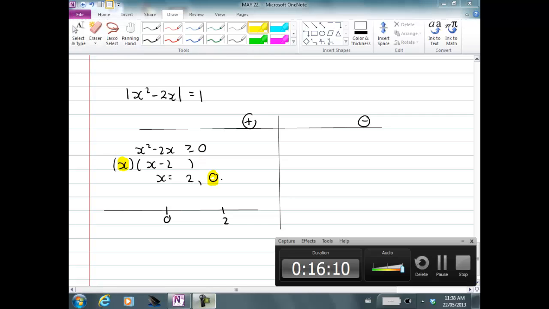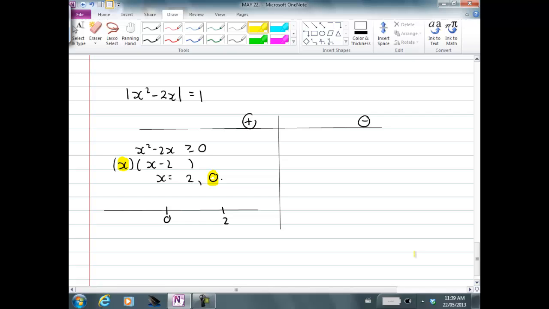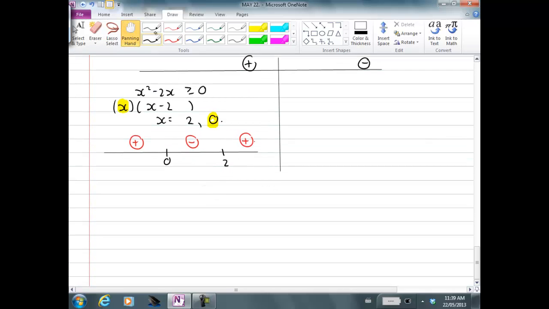I'm going to pause it. If I test my regions, if I sub in a negative number, this will be positive. This will be negative. This will be positive. Once I have all that down, I can write down my piecewise function because I know what it looks like. Y equals, there's that fancy bracket. So I'm going to do the positive form: x squared minus 2x. It occurs when x is less than or equal to 0 and x is greater than or equal to 2.